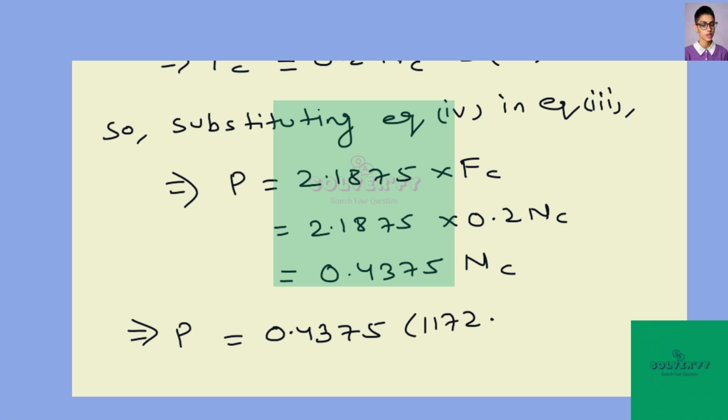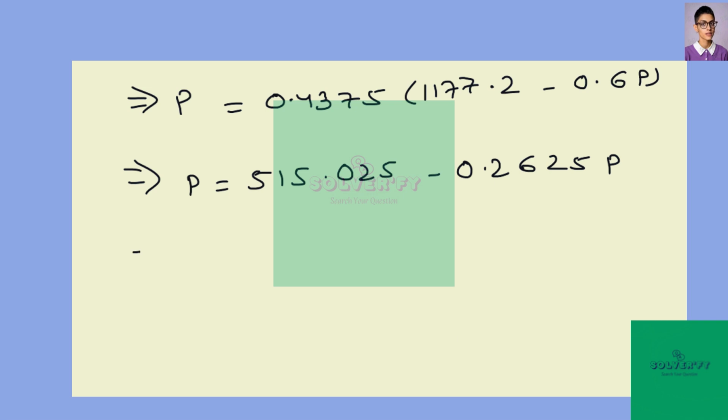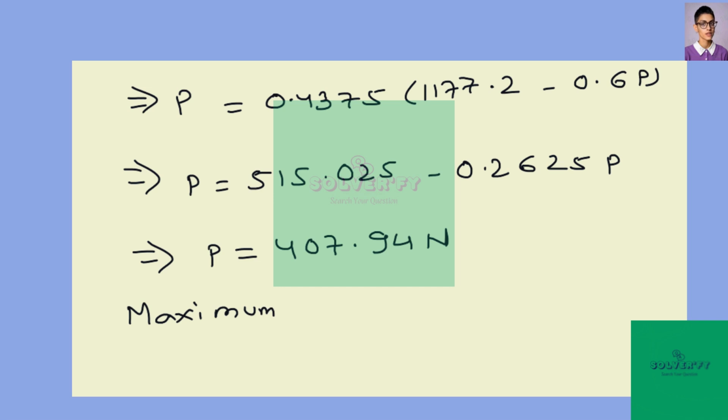So P is equal to 0.4375 into (1177.2 minus 0.6 P). Further we can write P is equal to 515.025 minus 0.2625 P. So P is coming as 407.94 Newton.